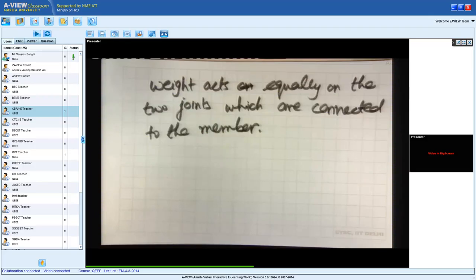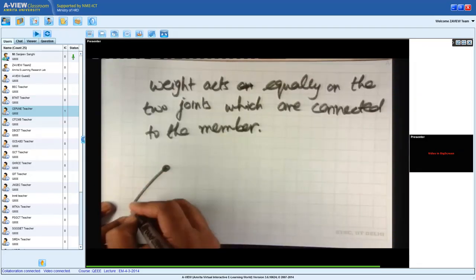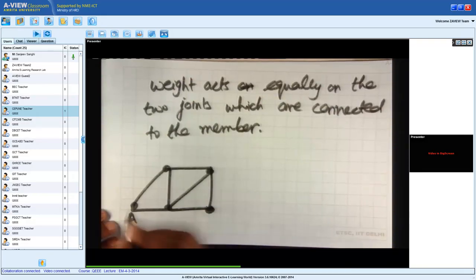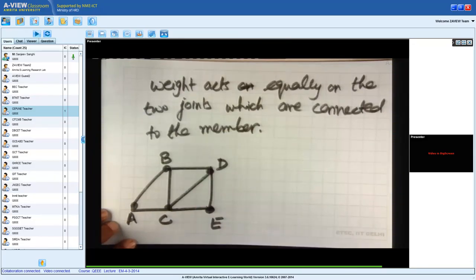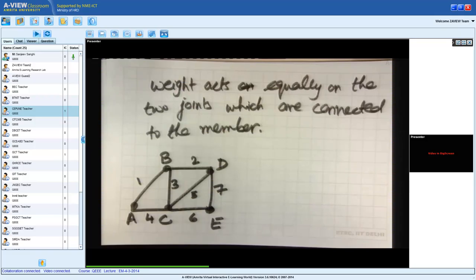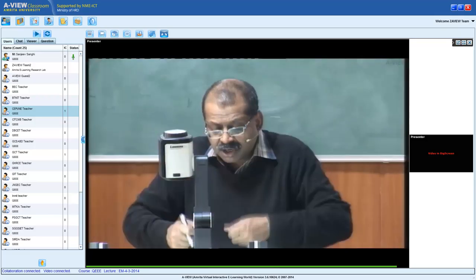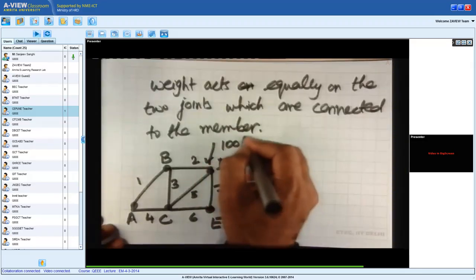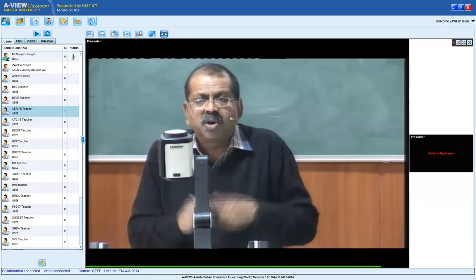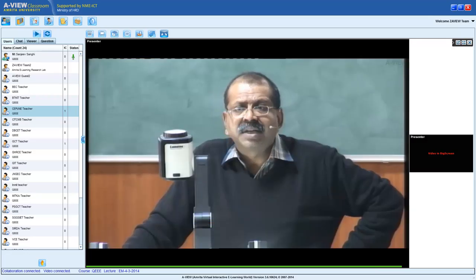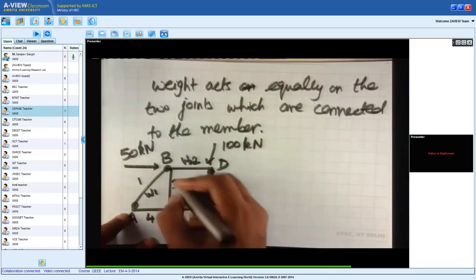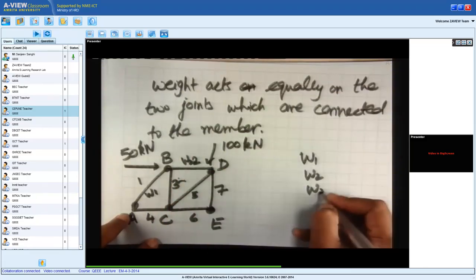So I am telling you, in case weight is not to be neglected, let us say we have this member, I am taking a very simple case of a truss like this. Let us say this is joint A, this is joint B, this is joint C, this is joint D, this is joint E. This is member 1, this is member 2, 3, 4, 5, 6, 7. Now, in most cases, the external forces which are acting, let us say we have a 100 kilonewton force acting on D and a 50 kilonewton force acting on B, then the weight of the members in a lot of cases will be much less than the applied loads and can be neglected. But in case it cannot be neglected, then we will assume the weights of the members are W1, W2, W3, etc.